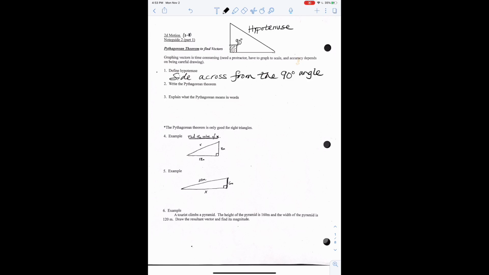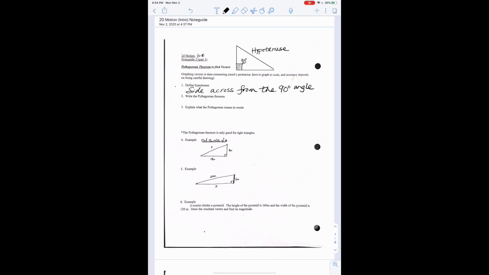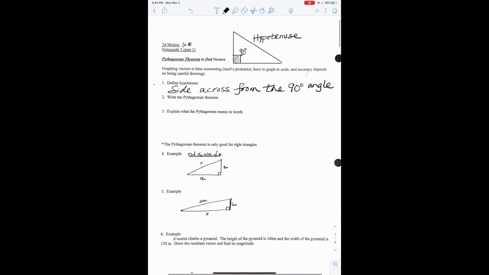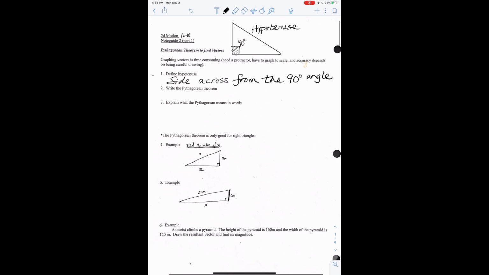There can be other triangles that don't have 90-degree angles, as long as their 3 angles add up to 180, I think it's good. But this idea of the Pythagorean theorem applies to right triangles specifically, and they show up quite a bit. We just write it as a squared plus b squared equals c squared.